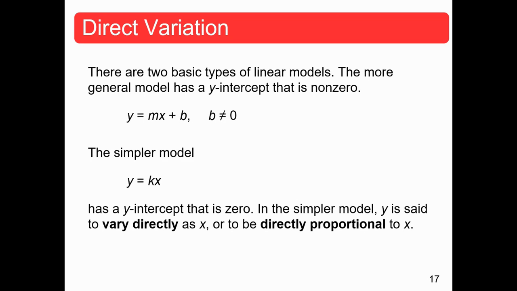There are two other ways of looking at the name of it. If you're reading a story problem, sometimes it will say such and such varies directly with something else, or it could say something is directly proportional to something else. So those are some key words that you may find in a story problem about direct variation.